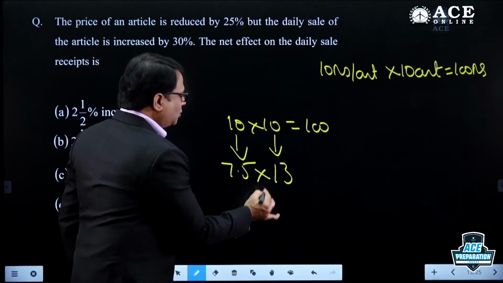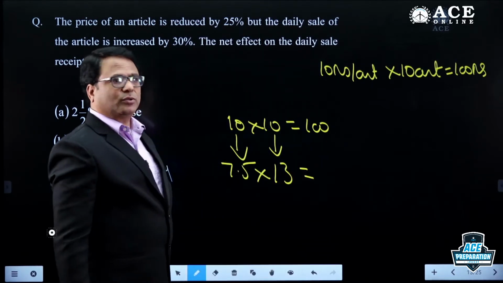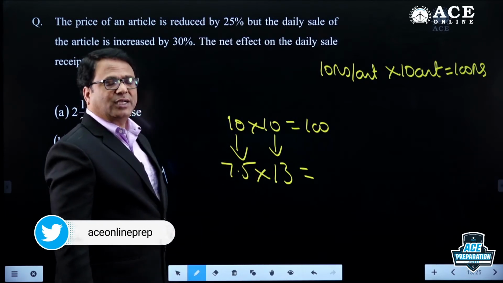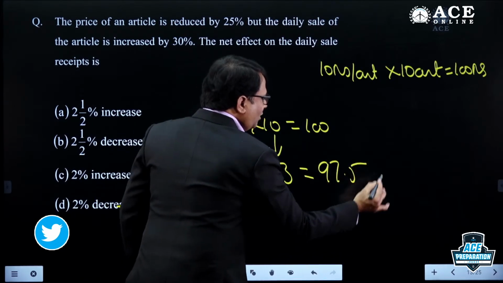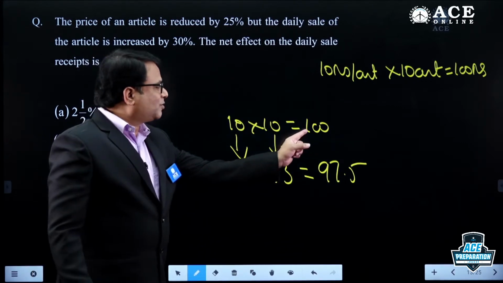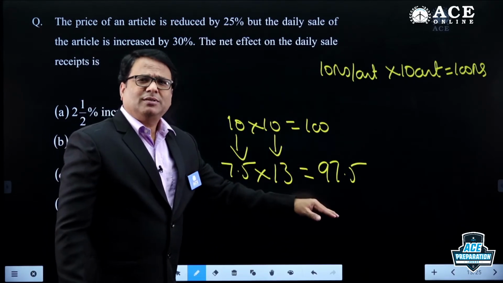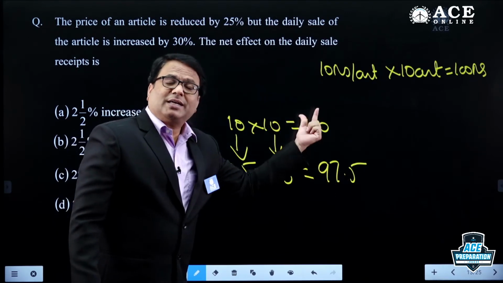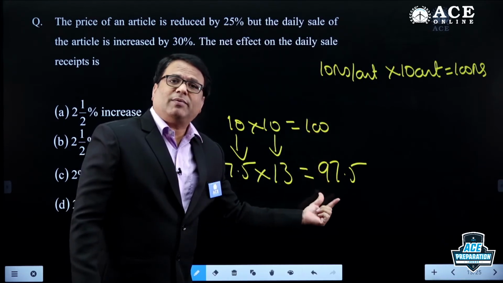Then what is the revenue? 7.5 into 13. And how much is 7.5 into 13? 13 into 7, 91. And then 6.5. 91 plus 6.5, 97.5. Now you can clearly see. Earlier the collection was 100 rupees for the day. But now the daily collection has come down to 97.5.